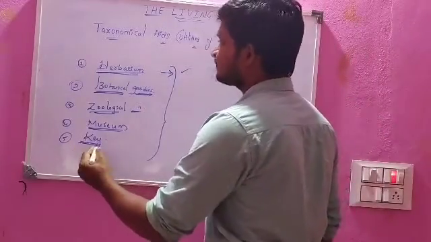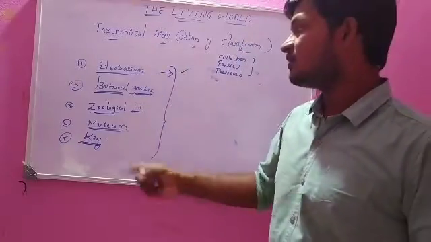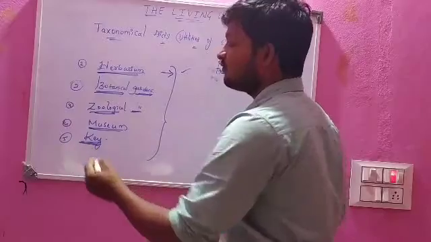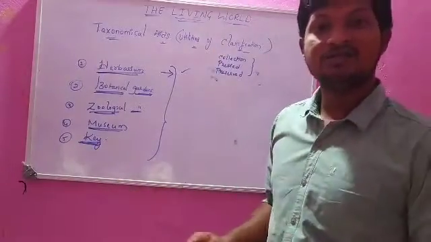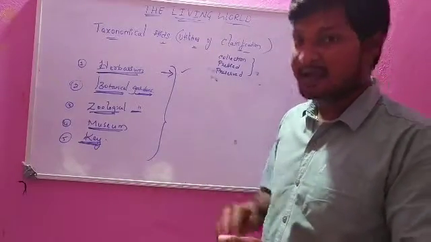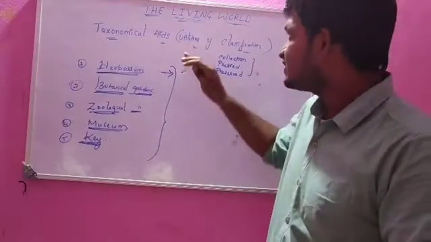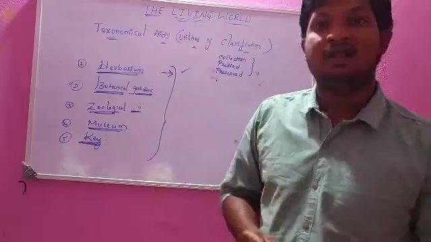Next is the key. Key is the last taxonomical aid, where plants and animals are completely identified. That is called a key. This is about taxonomical aids.